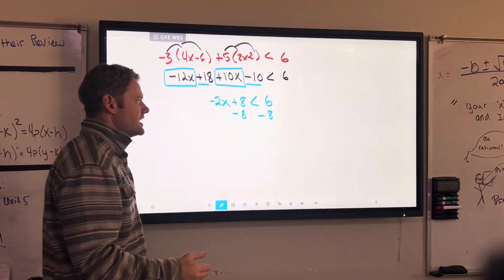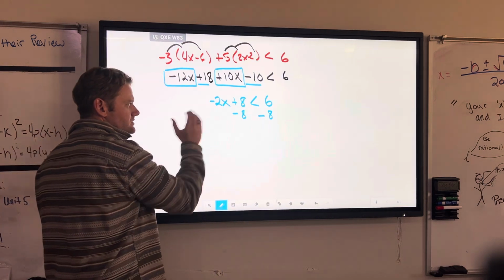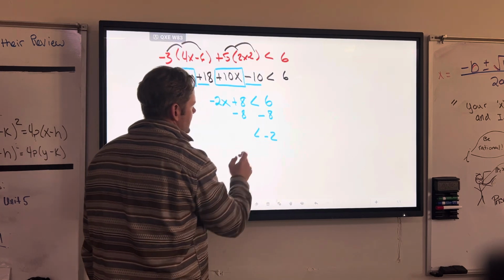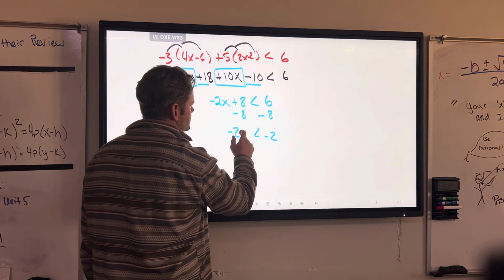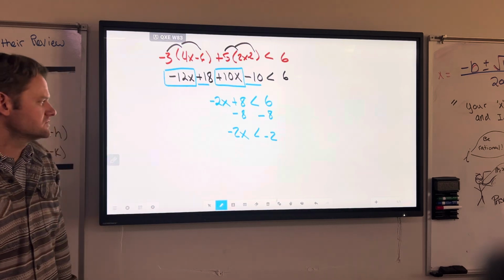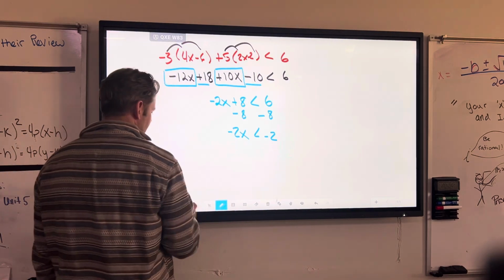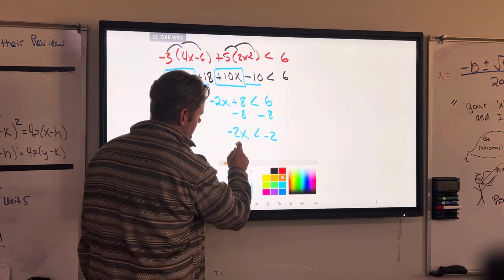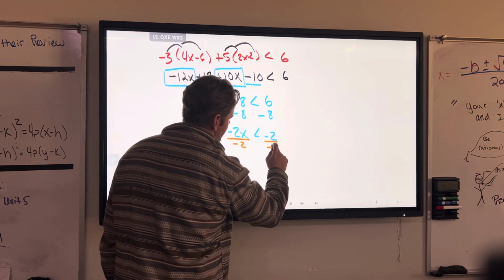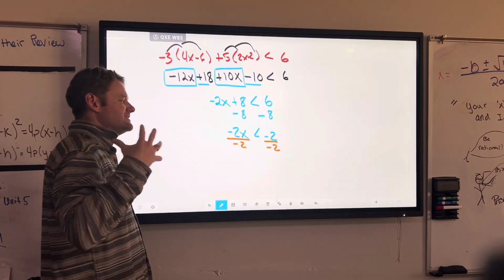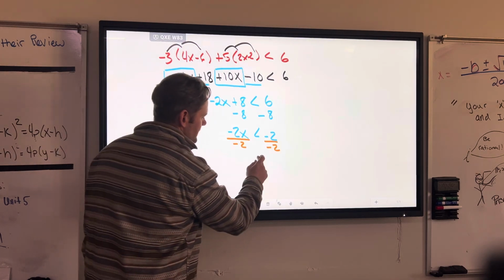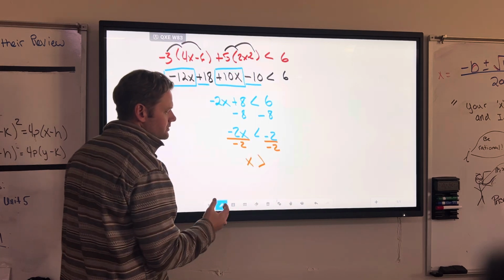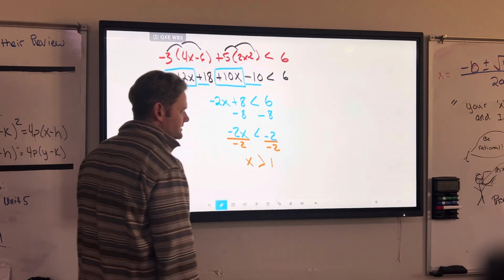But first step, as always, you get your x's alone, right? So I subtract 8 from both sides, so I get a negative 2x is less than a negative 2. Now, when I divide by this negative 2, this is a key step. I'll do it in orange. I divide by this negative 2. What you have to remember, dividing or multiplying by a negative flips the sign. So now I get x is greater than a positive 1.